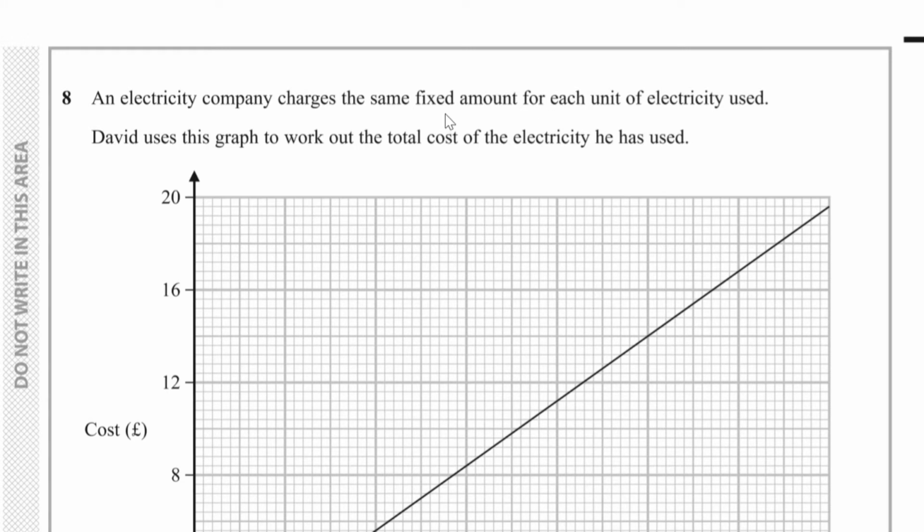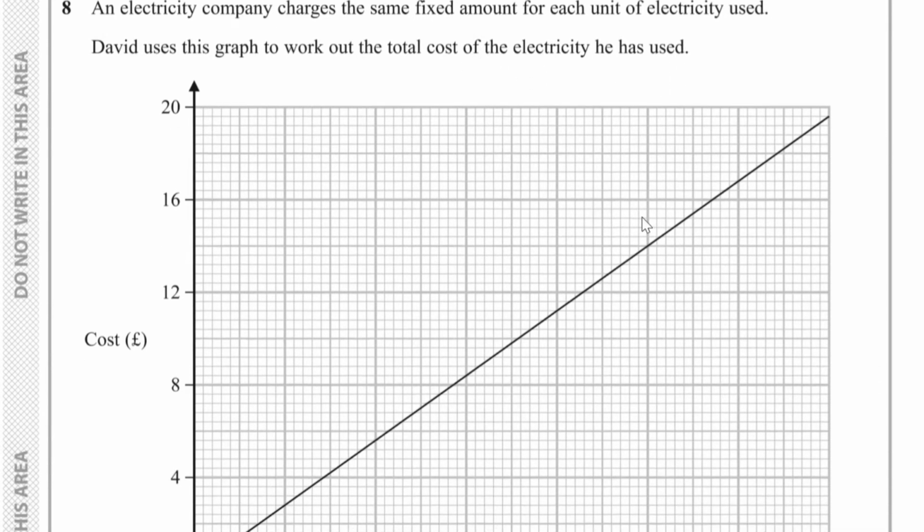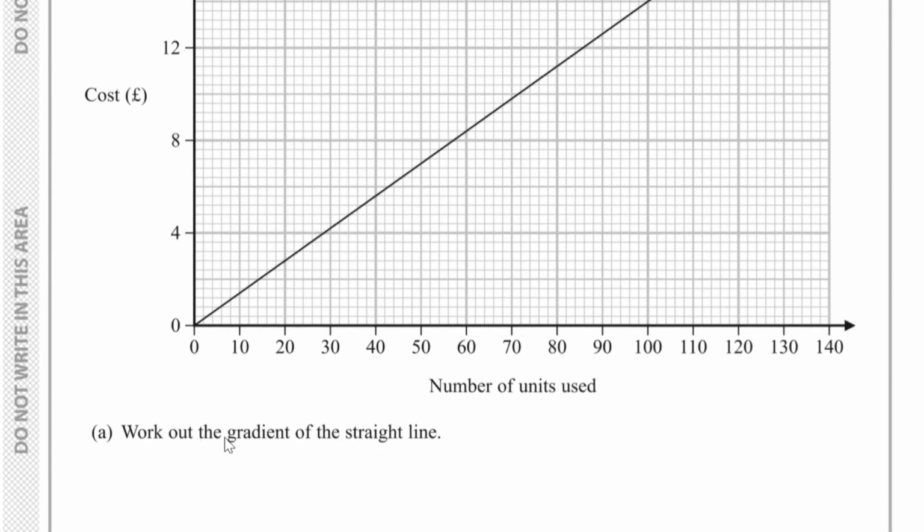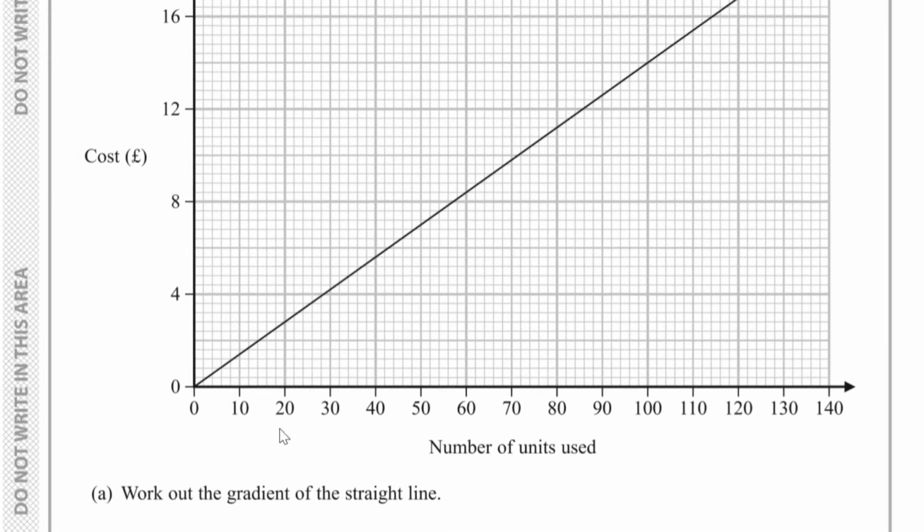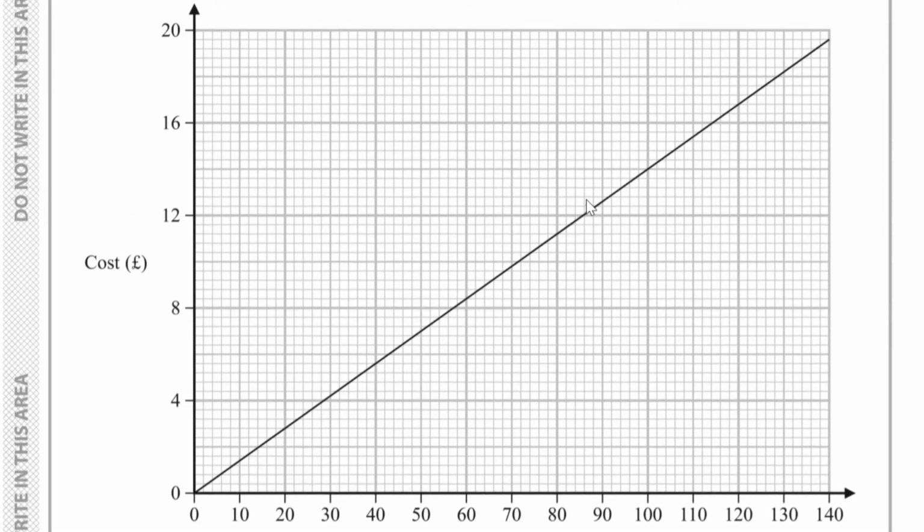Question number 8. An electricity company charges the same fixed amount for each unit of electricity used. David uses this graph to work out the total cost of the electricity he has used. And for part A, we have to work out the gradient of the straight line. Well, the gradient will equal the change in y over the change in x.